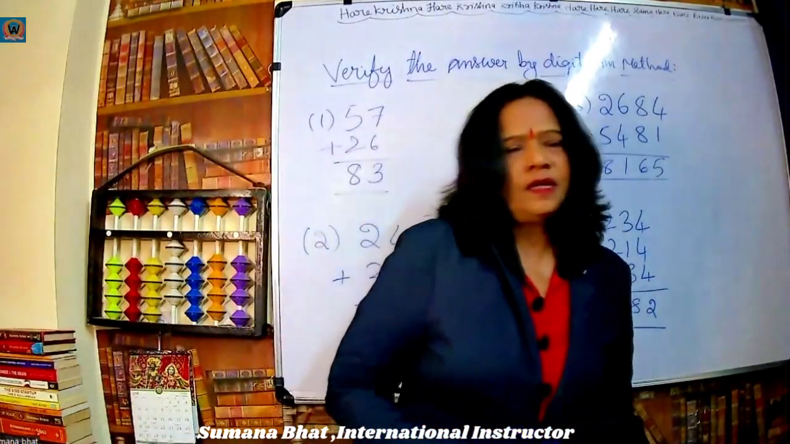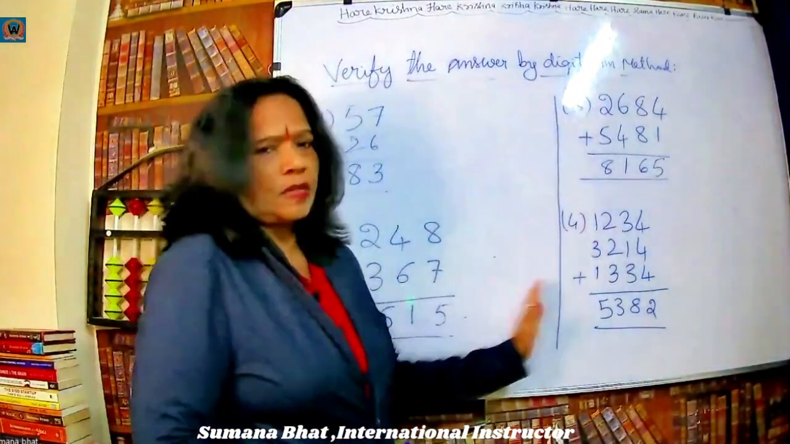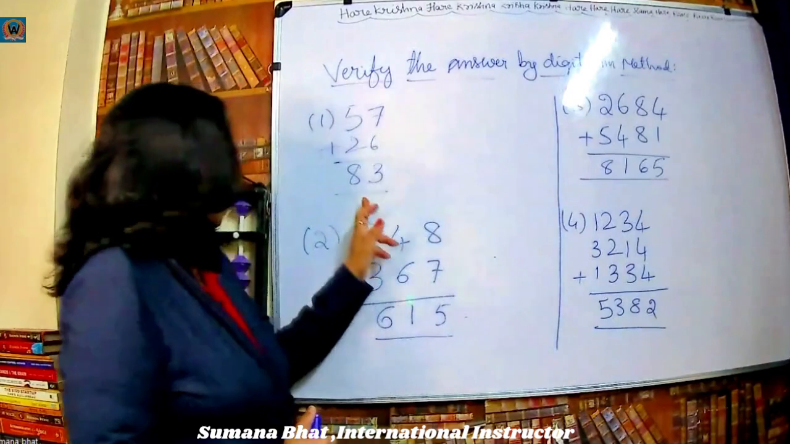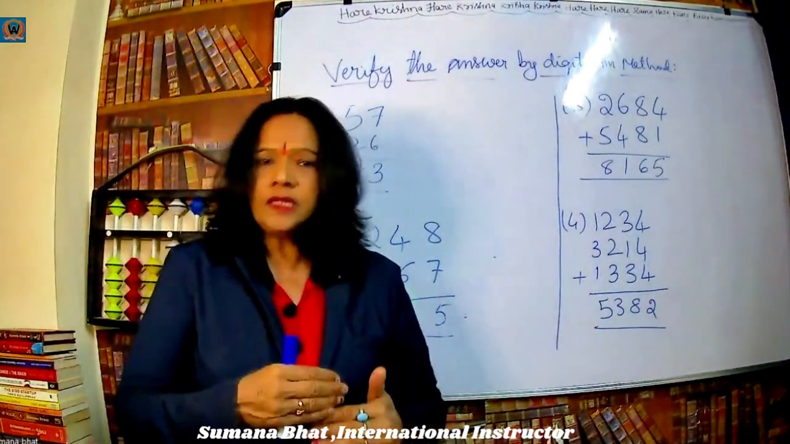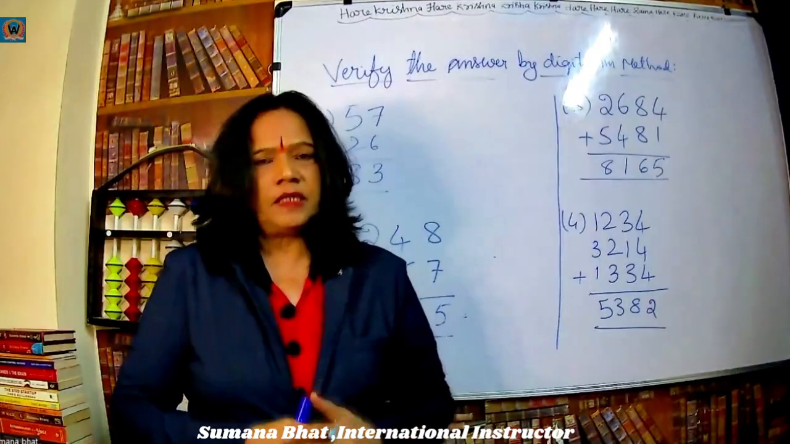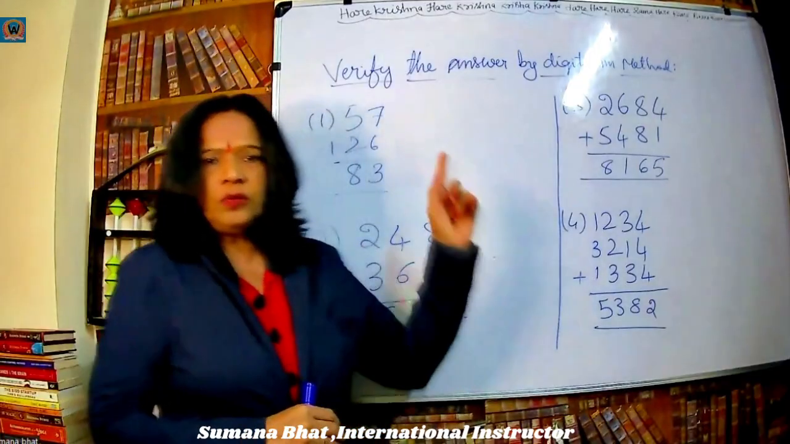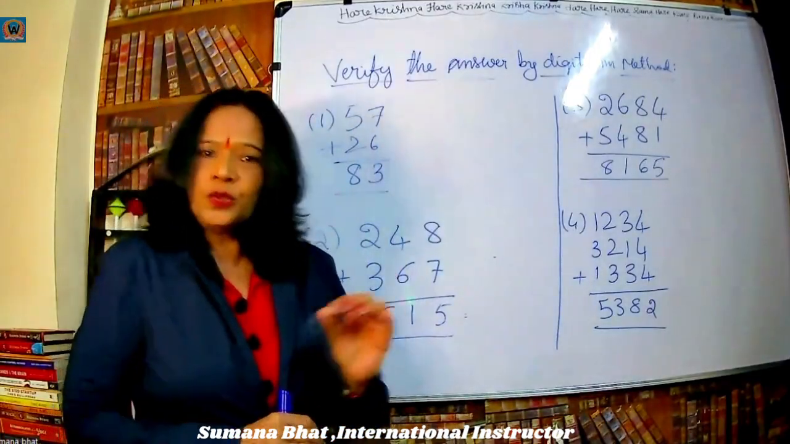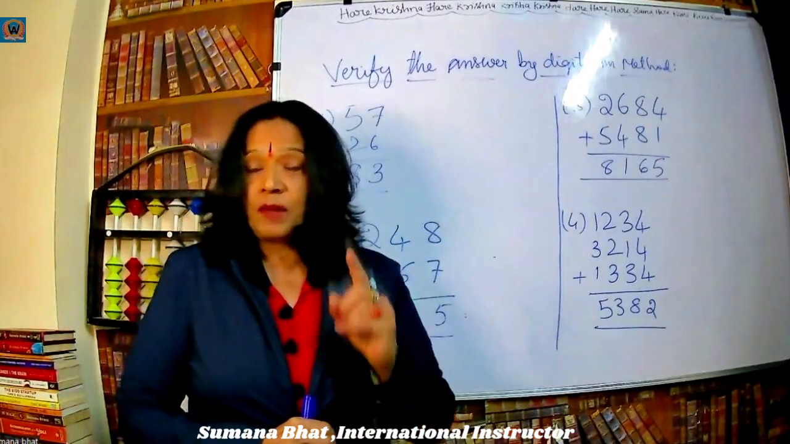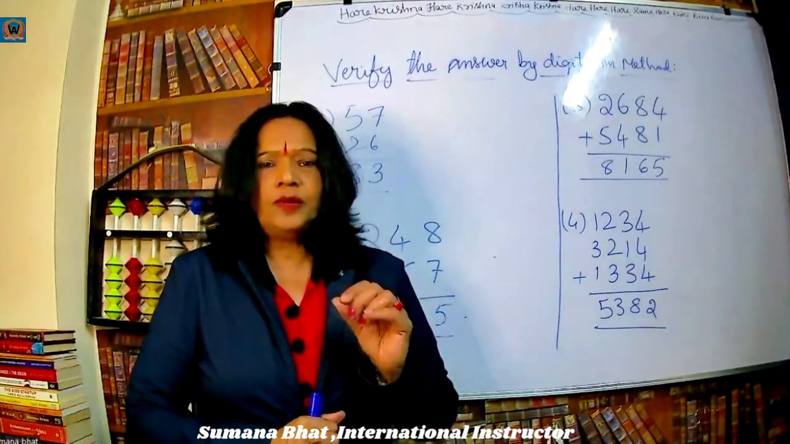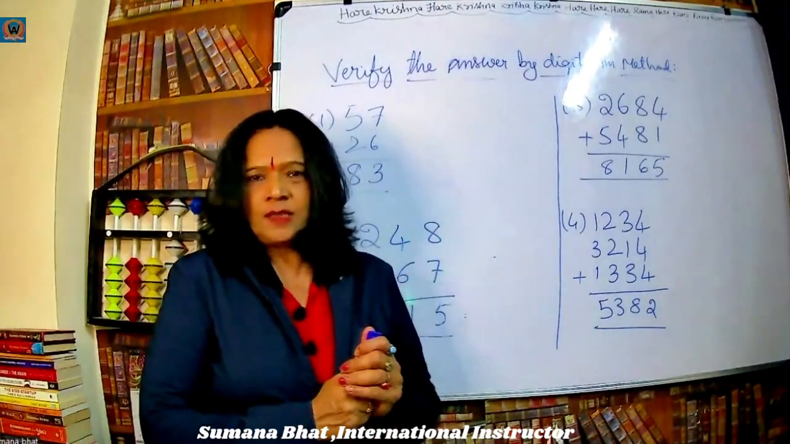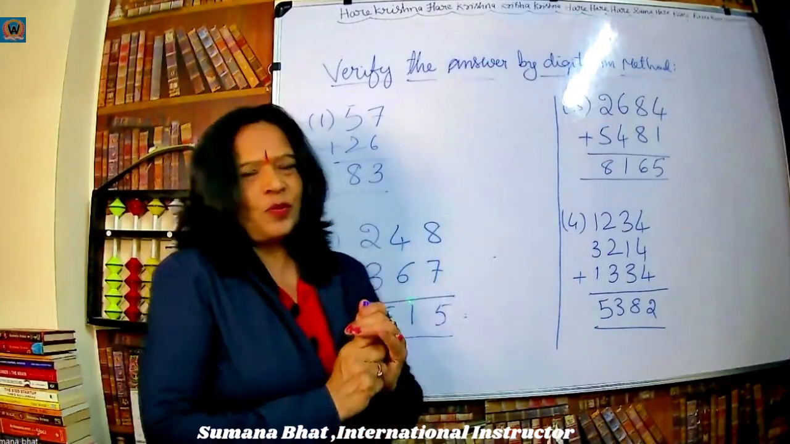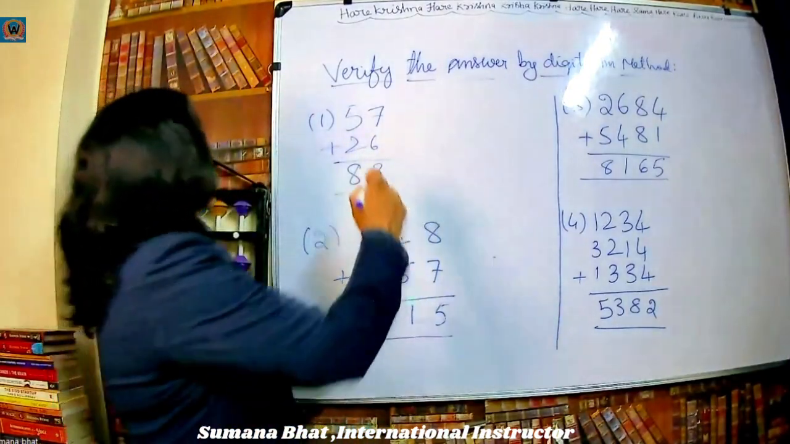Let us see. Here we have some sums, additions. Answers are also there, but we don't know whether the answer is correct or not. In the conventional method, we would have to do the same sum once again to get the correct answer. But by using digit sum, without doing the actual addition, how to verify the answer, that we are going to see. Okay, see the first one.